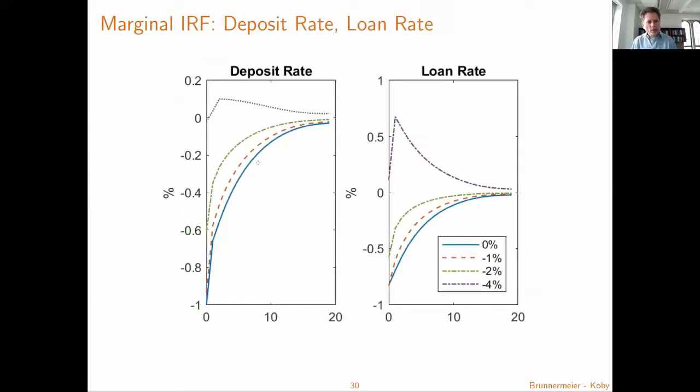So here you see the marginal impact. If you're at the steady state, so there was initially no shock, and now you do a small shock around this, what is the effect?